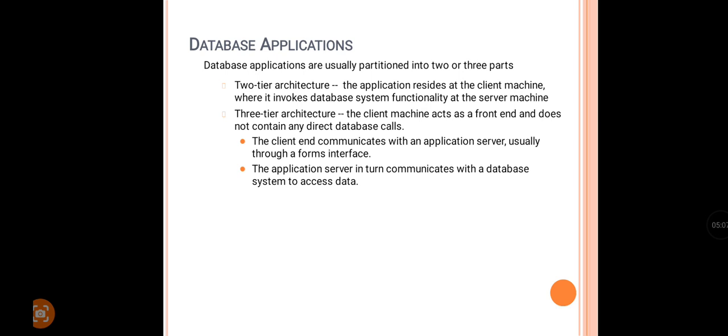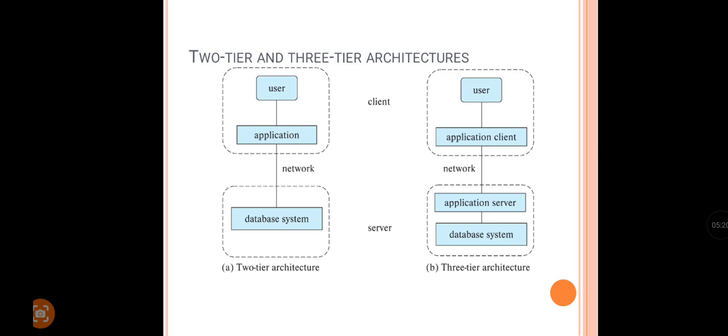In three-tier architecture, an additional application server is placed between the client and the database. The client first communicates with the application server. The application server processes the request and then communicates with the database server.